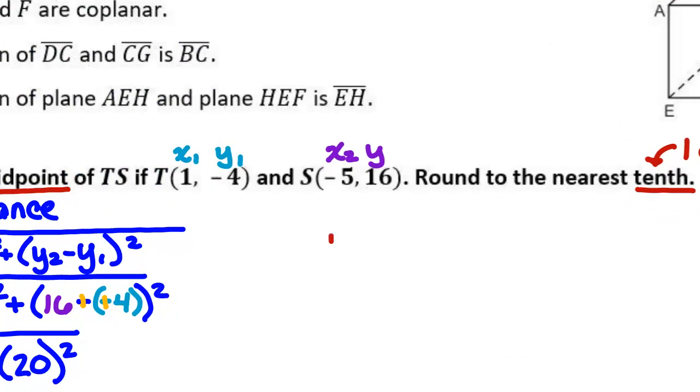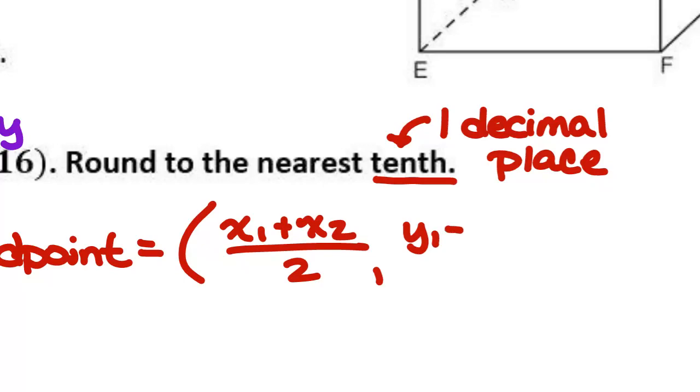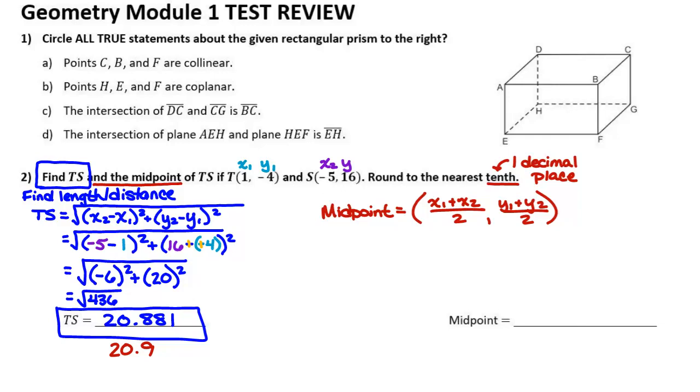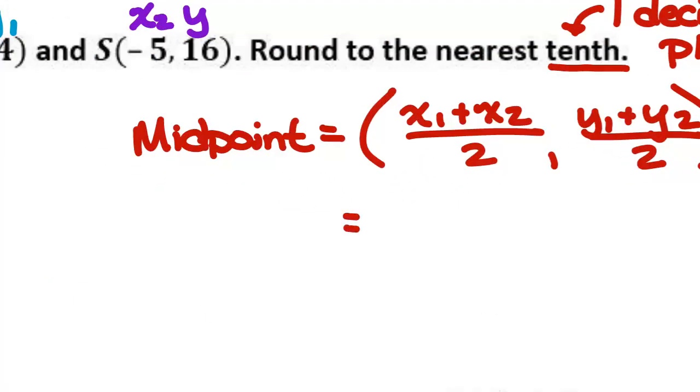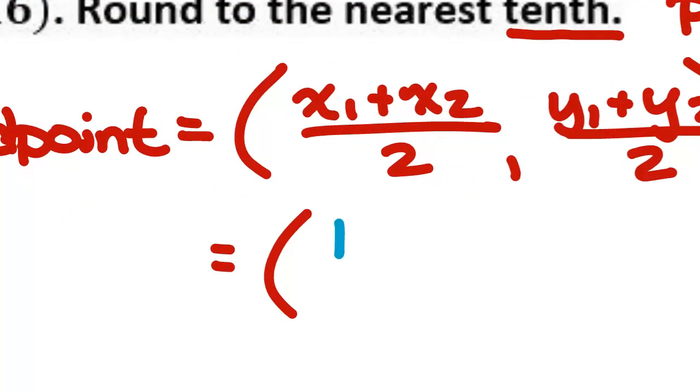All right, we also need to find the midpoint. To find the midpoint, you add the x's together, so x1 plus x2, cut in half. Y1 plus y2, cut in half. On the test, you will get this formula, but it won't say the word midpoint over here. It'll just have a big capital letter M. So we're going to add those two x's together. So I'm going to add 1 and -5. Cut that in half.